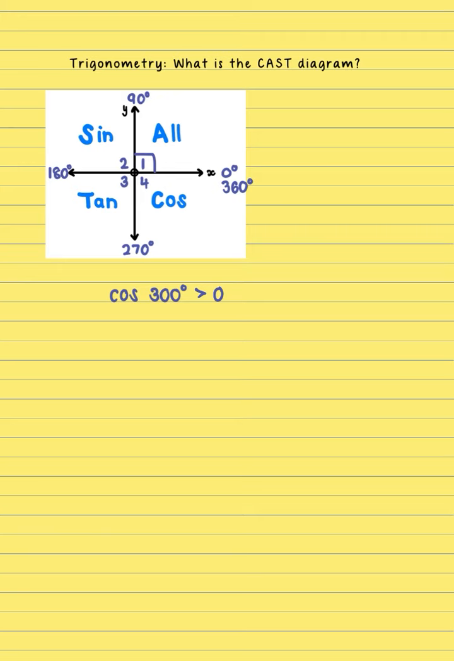So for example, tan of 110 degrees, we need to think 110 is between 90 and 180. It is in the second quadrant. What is tan in the second quadrant? Well, sine is the only one that's positive, so that would mean that tan has to be less than 0, has to be negative.